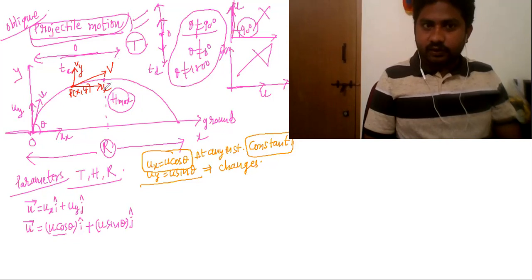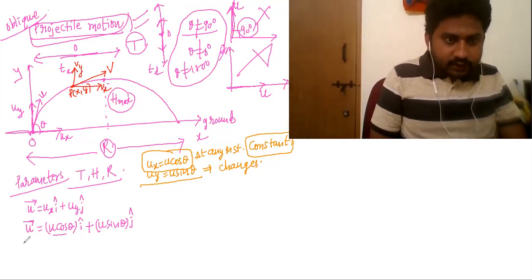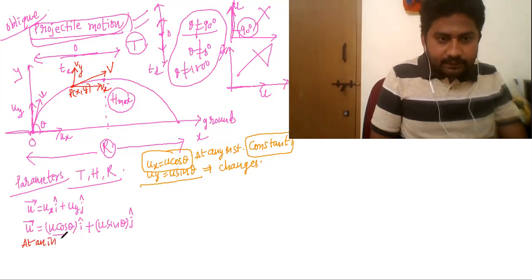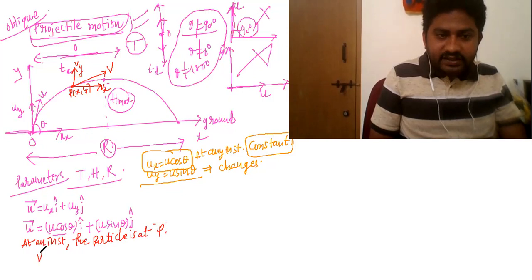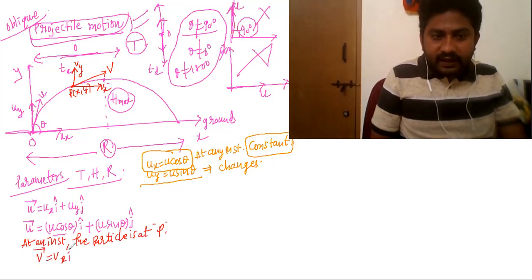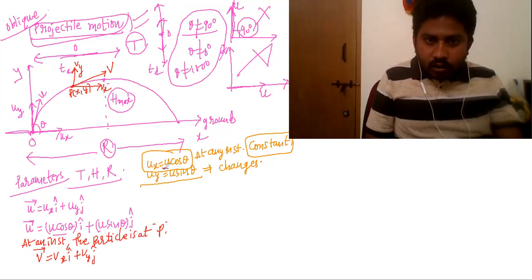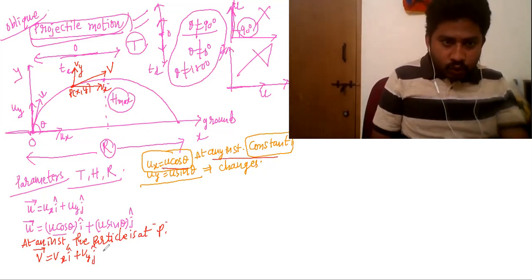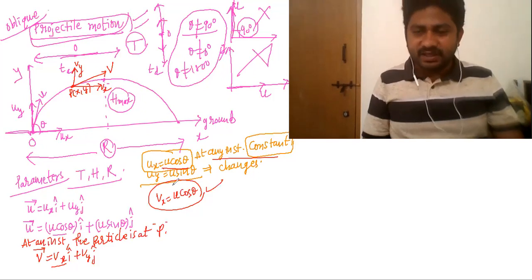What is this vx? Carefully see. At an instant, the particle is at point P. So at this instant, V bar is equal to Vx i cap plus Vy j cap. What I have told you, horizontal component of velocity is constant everywhere. So Vx at any instant is equal to u cos theta only. Horizontal component of velocity remains same. Why does it remain same? I'll tell you.